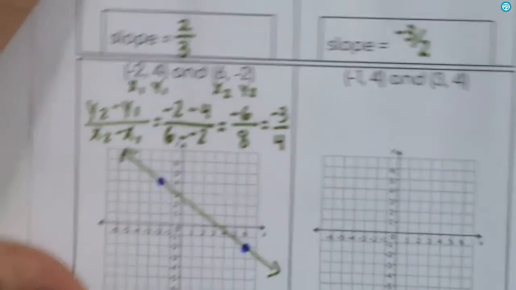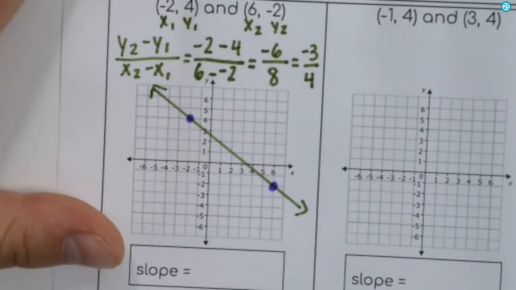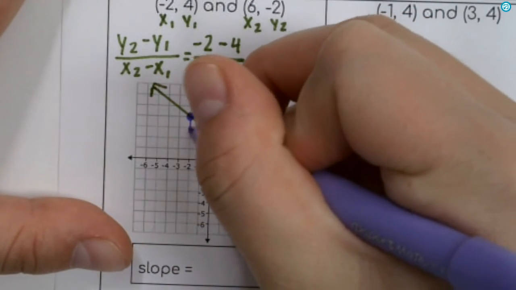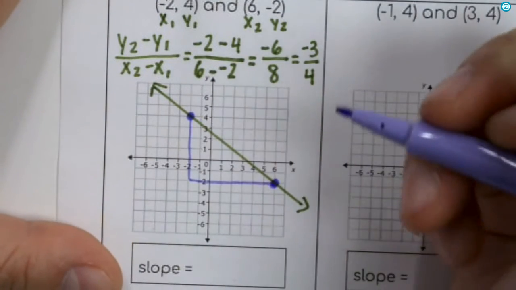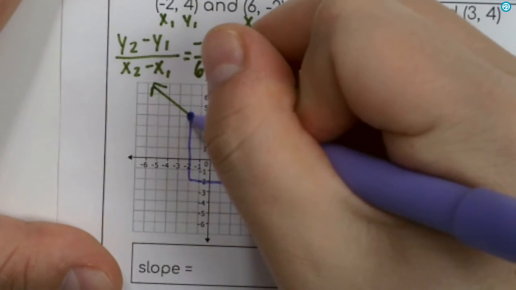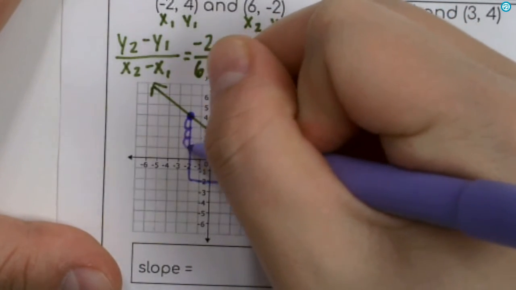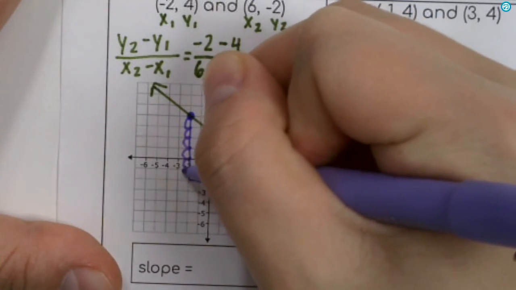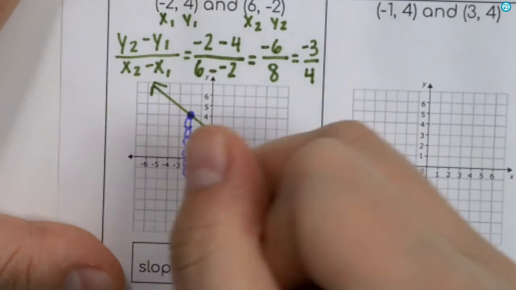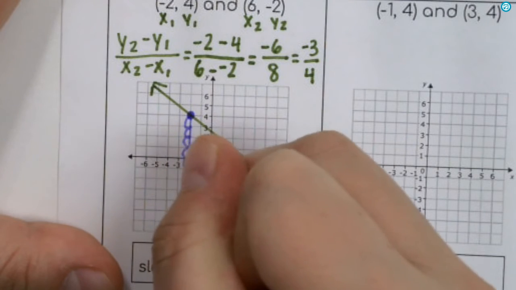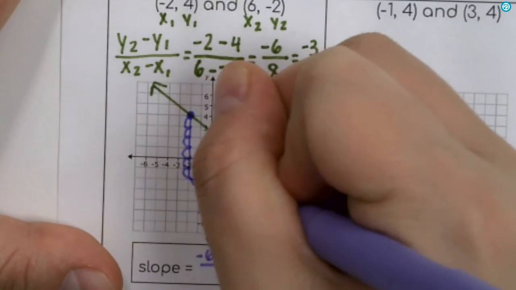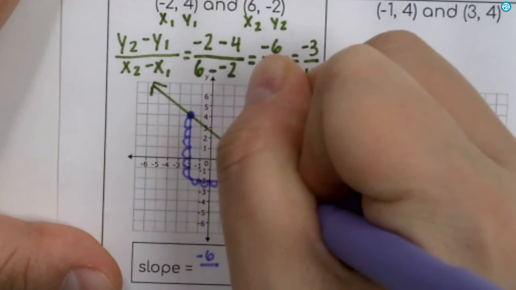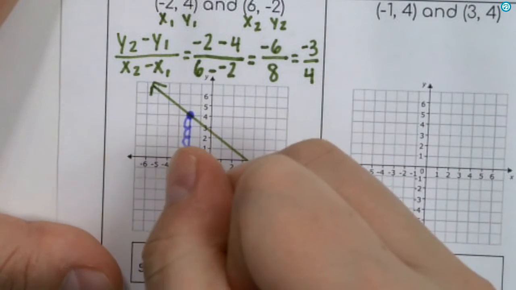So we would look at this line and automatically say it has a negative slope. We could go down and to the right. It's kind of far away to have to count. So we would count down 1, 2, 3, 4, 5, 6. So we have negative 6 over 1, 2, 3, 4, 5, 6, 7, 8. So we would have negative 6 over 8.